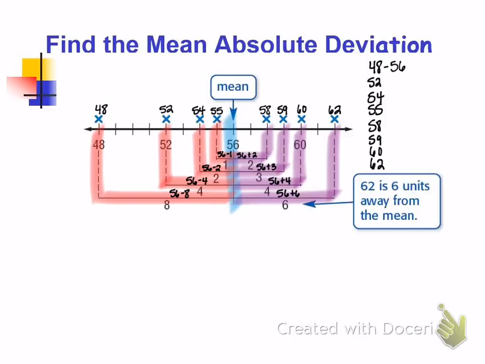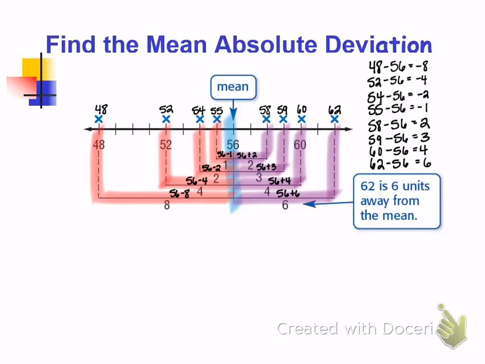48 minus 56, which is negative 8, 52 minus 56, which is negative 4, 54 minus 56 is negative 2, 55 minus 56 is negative 1, 58 minus 56 is positive 2, 59 minus 56 is positive 3, 60 minus 56 is 4, and 62 minus 56 is 6.